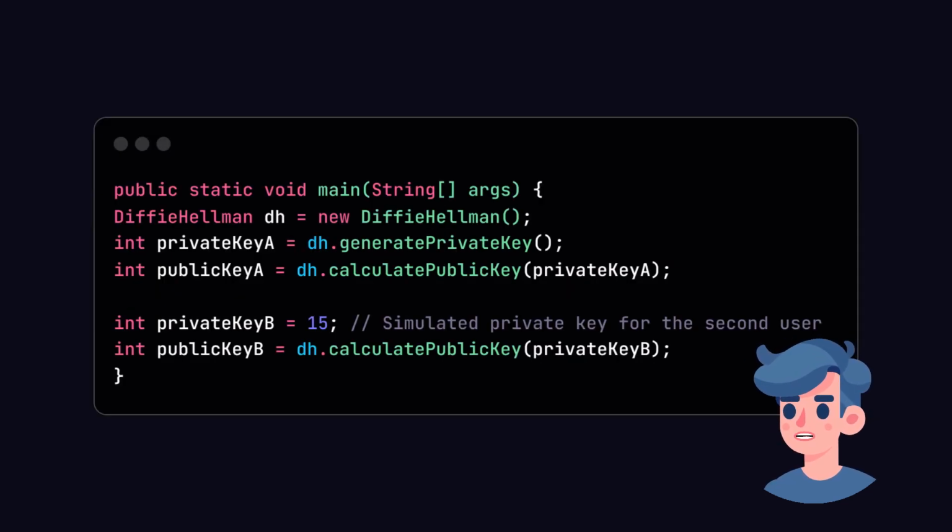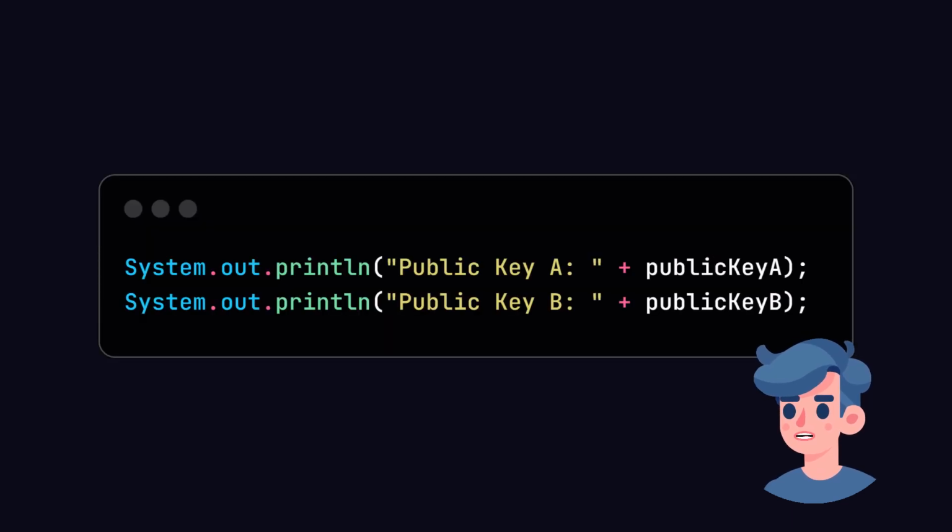To wire things up, let's create the main method in our class to simulate two parties exchanging their public keys and deriving a shared secret. Let's print the public keys to the console to see what we've generated so far.